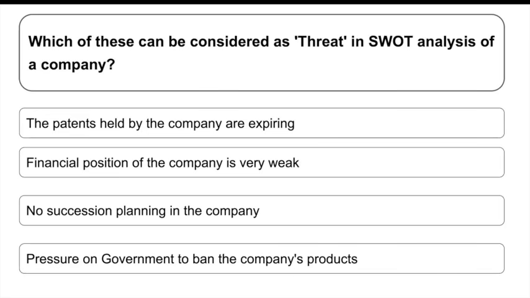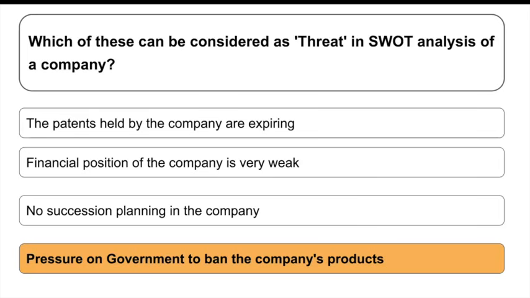Options are A, the patents held by the company are expiring. B, the financial position of the company is very weak. C, no succession planning in the company. D, pressure on the government to ban the company's product. So all of these seem to be pretty much like weaknesses, but if you look at the fourth option, that is the pressure on the government to ban the company's product, it looks like a threat to me, and that is what we'll call a threat, whereas the rest of the three options are weaknesses of a company.